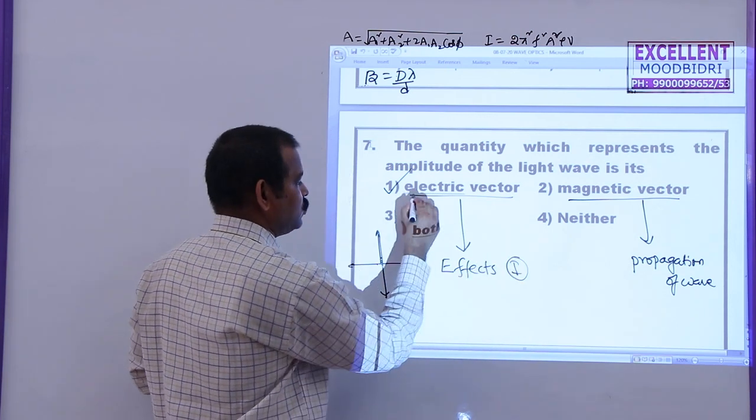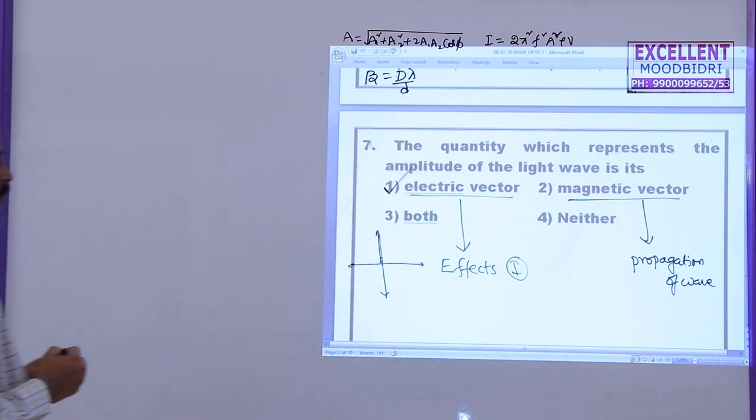So the effect shown by the light is due to this electric vector. So this is the answer.